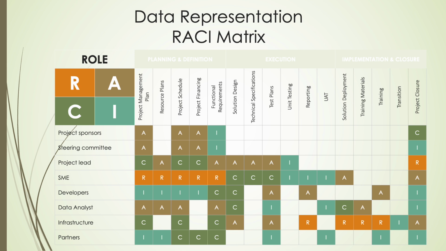This model eliminates ambiguity, prevents duplication of efforts, and ensures every task has clear ownership and oversight. By visually mapping who is involved in each activity, the RACI matrix enhances communication, streamlines decision-making, and aligns team efforts with strategic goals, turning potential chaos into coordinated action.